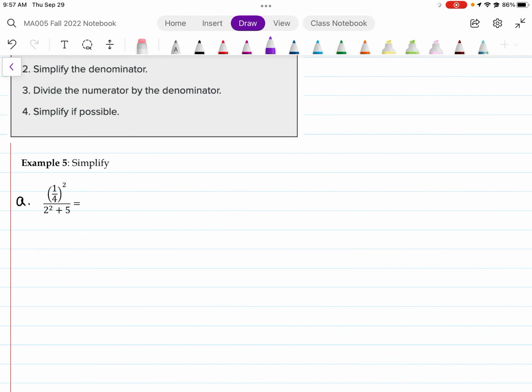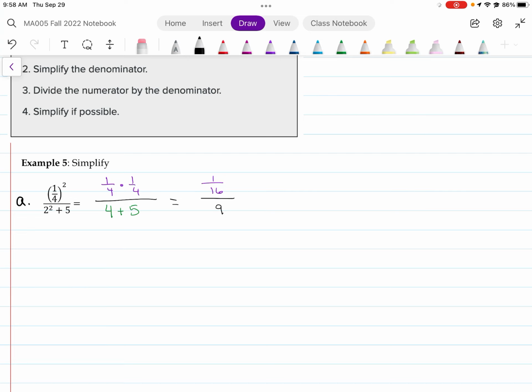All right, so the top, 1/4 squared means 1/4 times 1/4, right? So in fact, I'm just going to write that here. So we've got 1/4 times 1/4, and that is over 2 squared is 4 plus 5. All right, so on the top, 1/4 times 1/4, just multiply the top to get 1, multiply the bottom to get 16. And that is going to be over 4 plus 5 is 9.